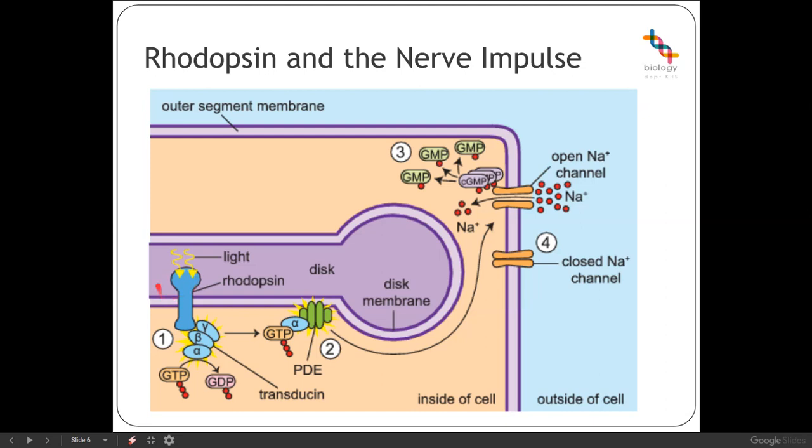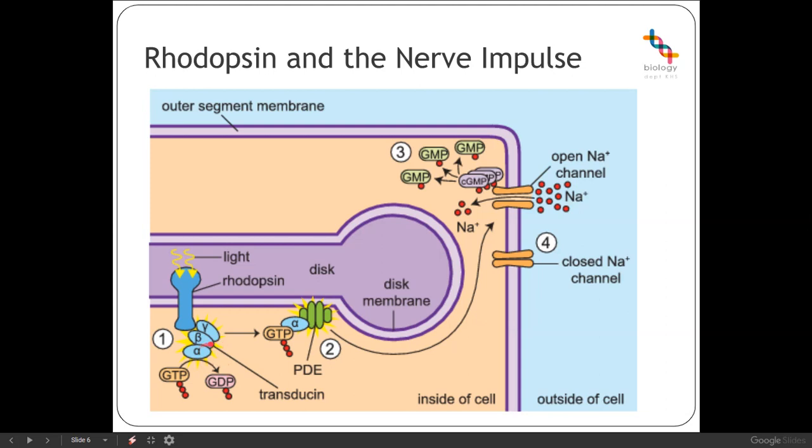Photoexcited rhodopsin therefore activates a G protein, and if you remember when we talked about signalling molecules previously, we noted that one of the cascade options was the G protein cascade. So in this case, it activates a G protein which is called transducin.